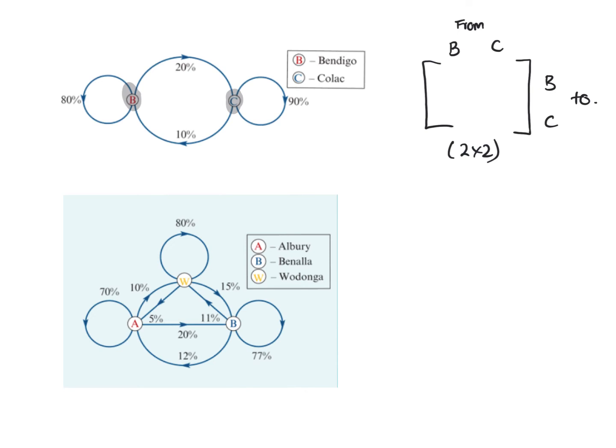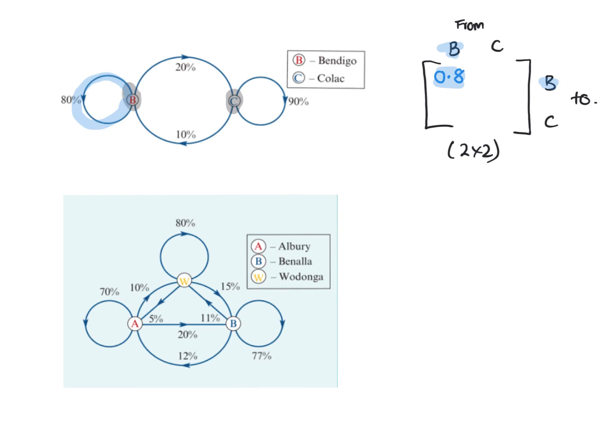The best one to do first when you're creating these transition matrices is always the one that goes back to itself. So what do I mean by that? I mean B to B is quite easy to see on the diagram. So you could look for the one that circles back to itself, and it says 80%. Now we don't write 80% because we need it to add up to 1. So we change it to a decimal and we write 0.8.